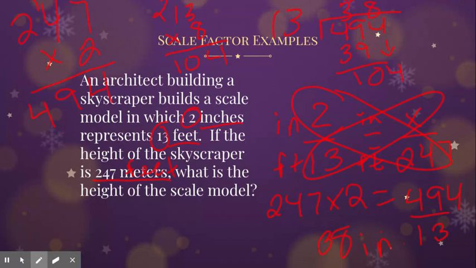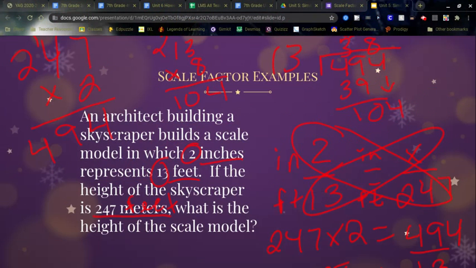Okay, and that's all you have to do. So set up your proportion. Wherever it says this represents this, we're going to put that as one side of my fraction. And then the other side, I'm going to match up with the measurements I have. So this one said 247 feet, so I put that on the bottom with my feet, which is why it's very important that we label. Okay, guys?